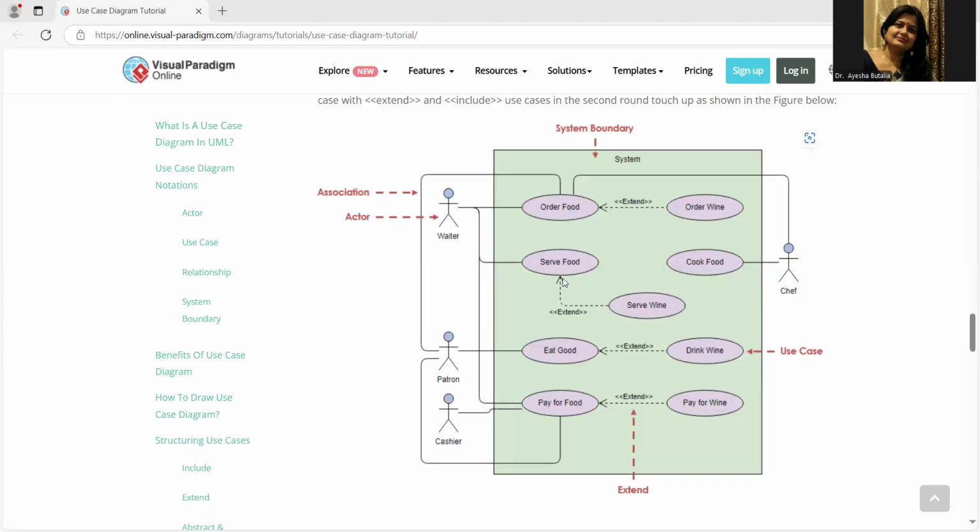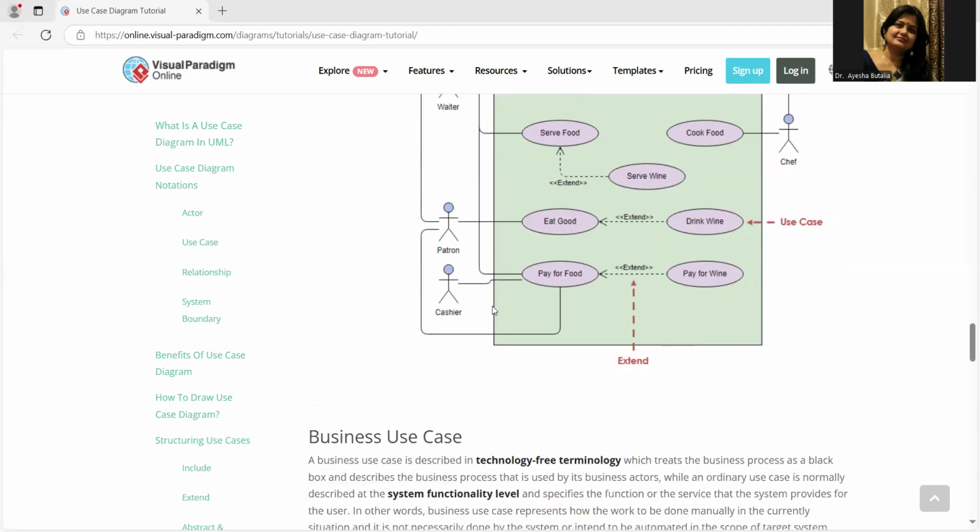If you have wine, it depends whether it is an extension, correct? And then here, if you have a patron, the food is served. Of course, the wine and drink are extensions. And then finally, the cashier has to create the bill, right? So pay for the food. And why is wine an extend? Because wine is not necessarily for everybody. It is optional. Hence this use of extend comes into the picture.